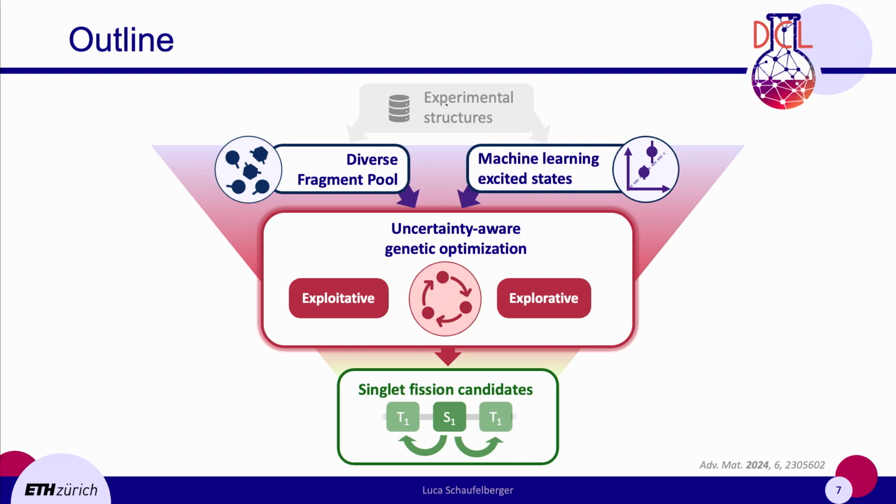Here, I want to show you a quick outline of what I'm going to talk about in the next few minutes. In this project, we started from experimental crystal structures and then did two things with this. We devised a diverse fragment pool for the genetic algorithm and then did machine learning for excited state properties. We brought these two things together and performed our uncertainty-aware optimization. And then in the end, I'm talking a bit about the chemical insights that we could gain and some nice singlet fission candidates that we found.